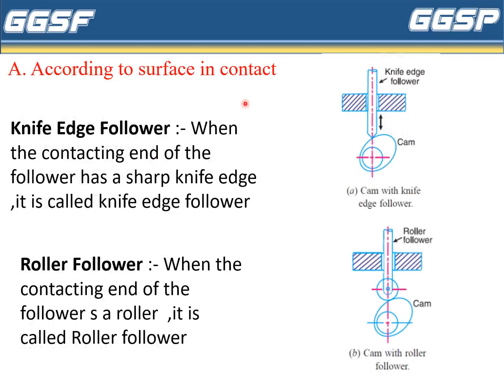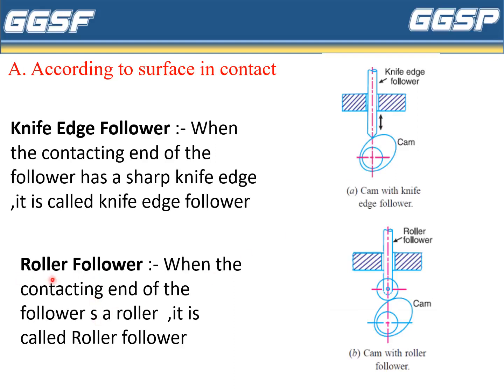According to the surface in contact, we have seen that the follower is classified as knife edge follower. What does that mean? Now here is a cam and this is a follower. The surface of contact of the follower, that is this end of the follower, is of sharp knife edge shape. That's why it is called a knife edge follower. That means this end of the follower, which is in contact with the cam, is a knife shape. Hence it is called a knife edge follower.